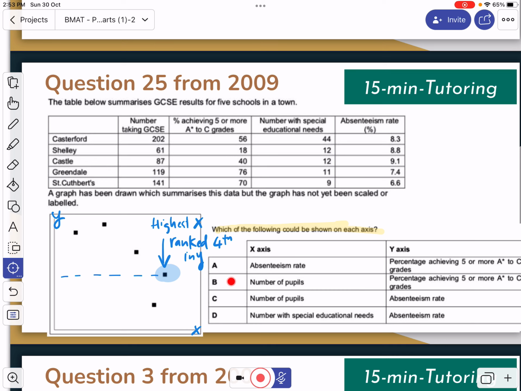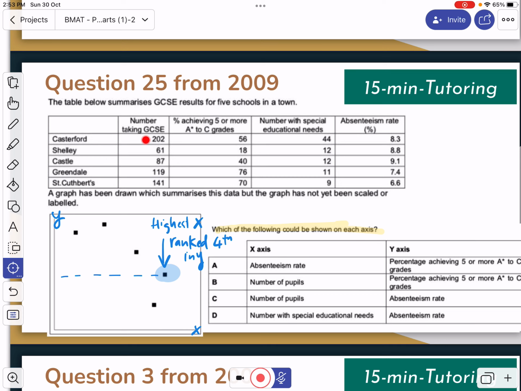According to B, X is the number of pupils, Y is the percentage achieving 5 or more. So, if B is correct, the school highest in number of pupils needs to be ranked number 4 if we look at the percentage achieving 5 or more. Number of pupils is here, number taking GCSE. Which school is the highest? The answer is this, Castleford.